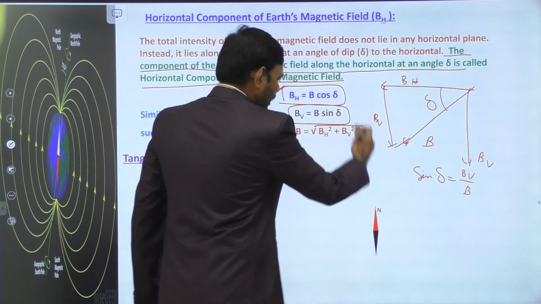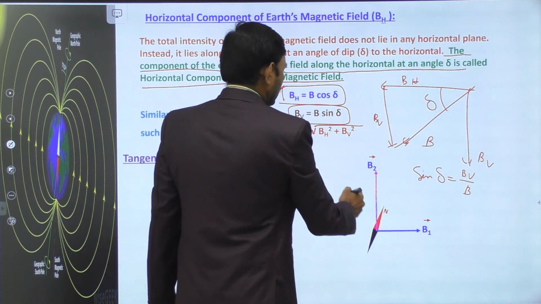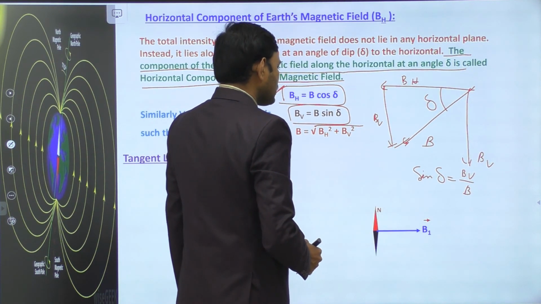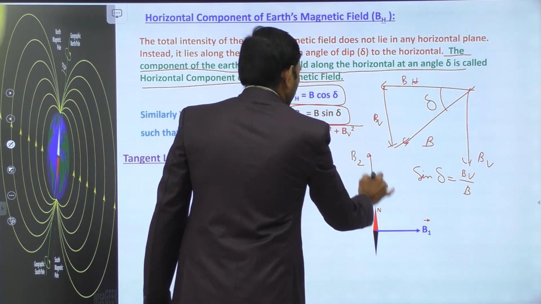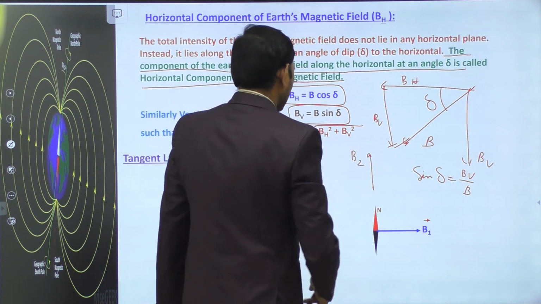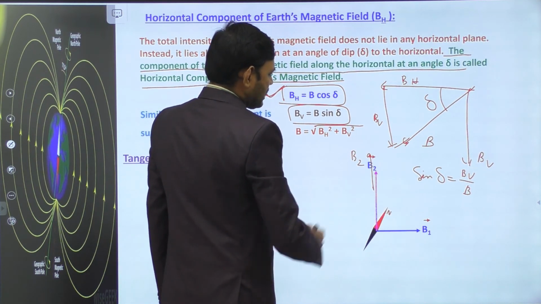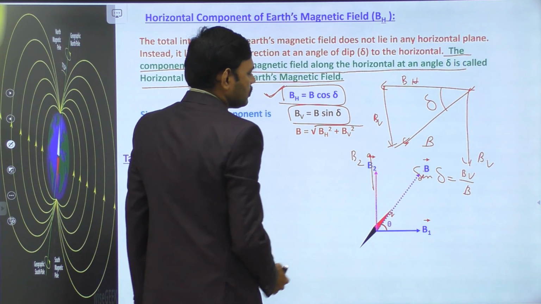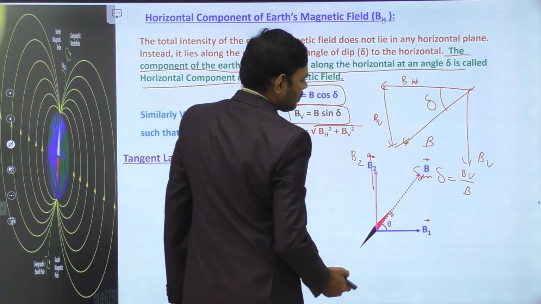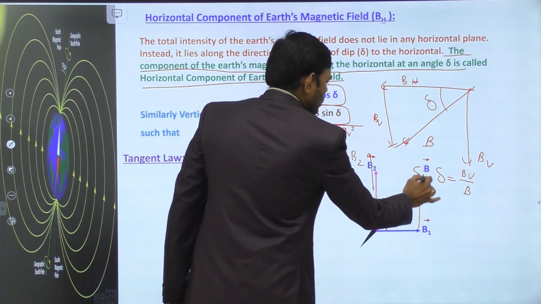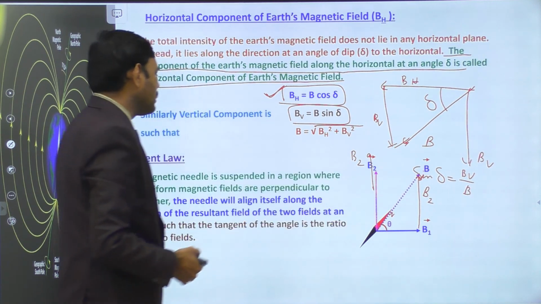Suppose we have a magnetic needle lying along a particular magnetic field B2. Initially, along this direction there is B2, and the needle lies along B2. Now when we apply B1, as a resultant it comes to equilibrium at a particular angle theta. Then tan theta, along this direction we have B2, so tan theta is equal to B2 by B1.